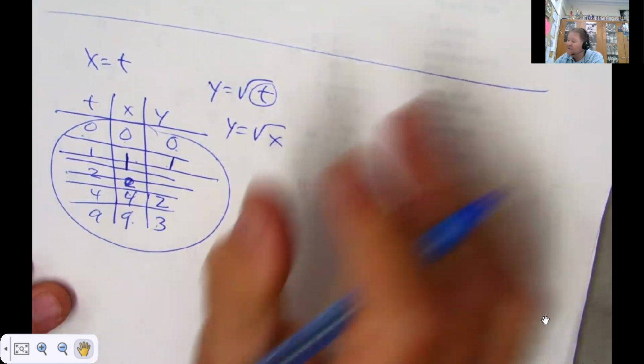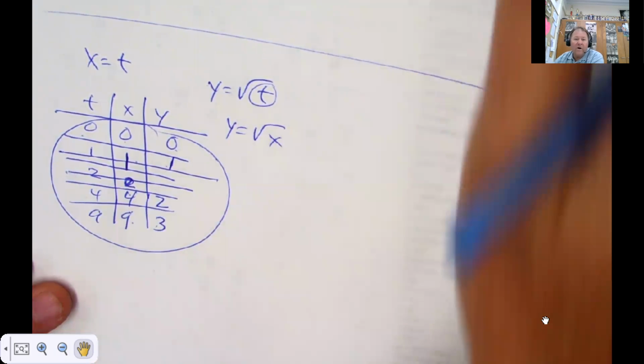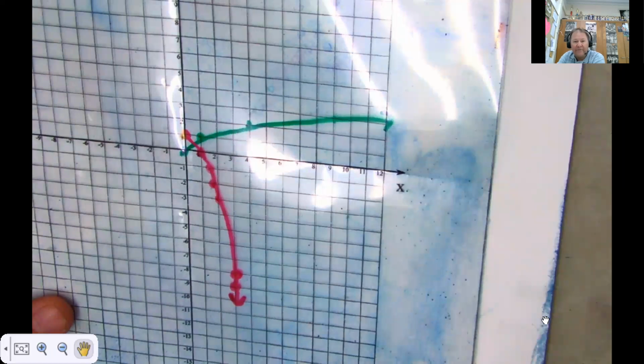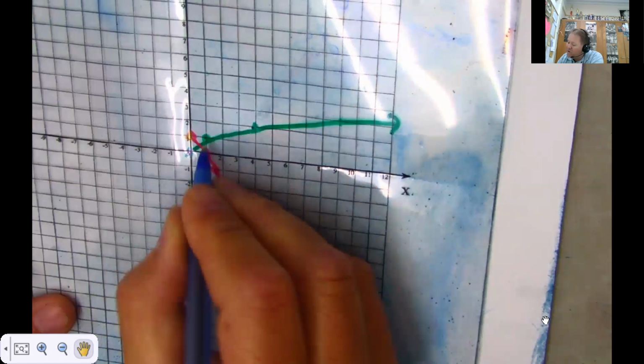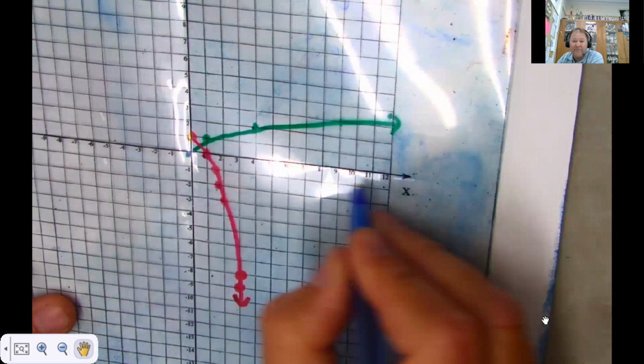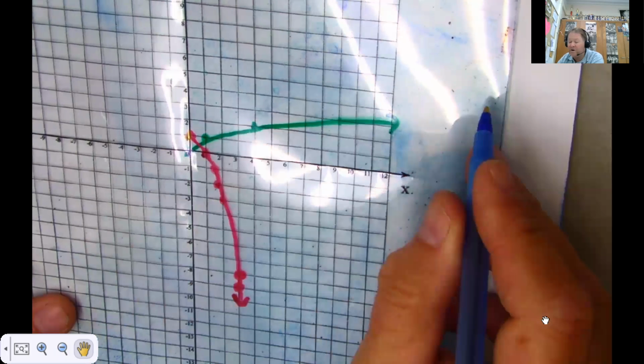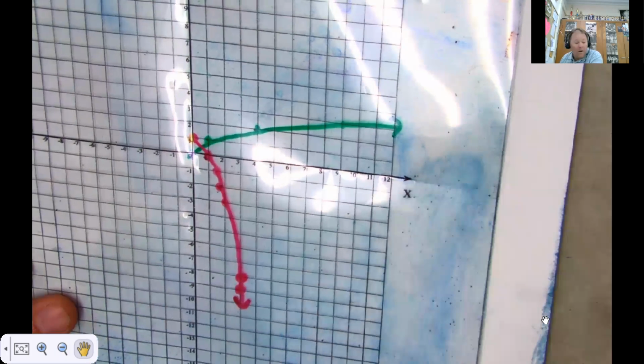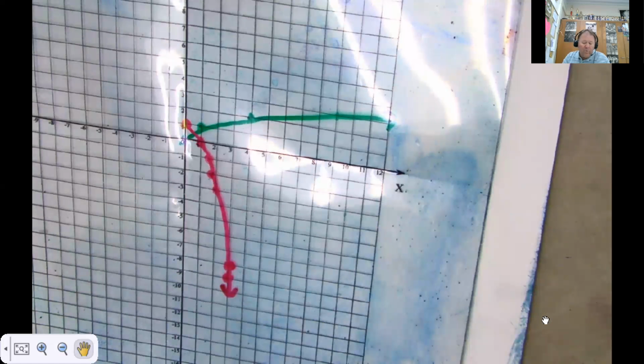And sure enough, that is the parametric equation for y equals the square root of x. And it looks like that, right? So over 1 up 1, over 4 up 2, over 9 up 3, over 16 up 4, and so forth. Okay. We got one more here to do, but it has multiple parts, but pretty simple.